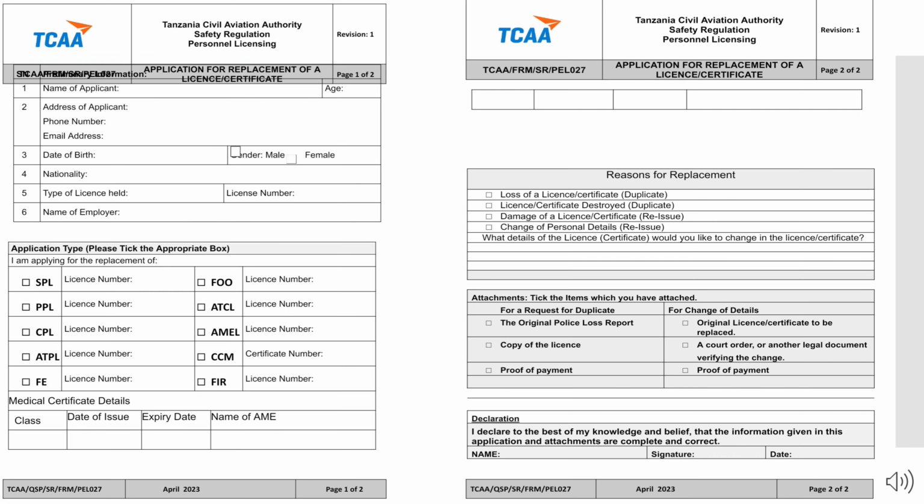Replacement of document. A person may apply to the authority in the form TCAA/FRM/SR/PL027 for the replacement of a document if it is lost or destroyed. Here they provided form TCAA/FRM/SR/PL027 for the application for replacement of a license or certificate. Please, you can take some time to identify the important particulars which are required when filling this form.